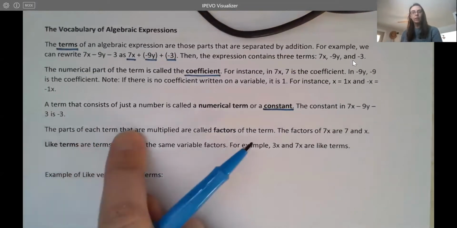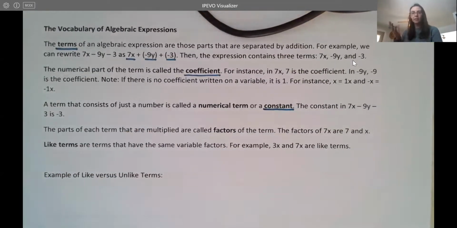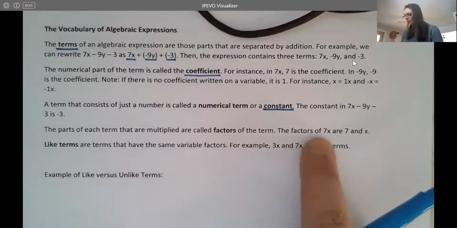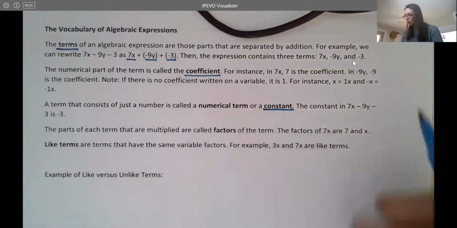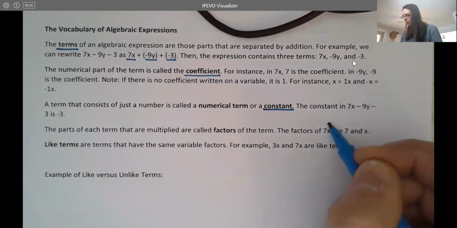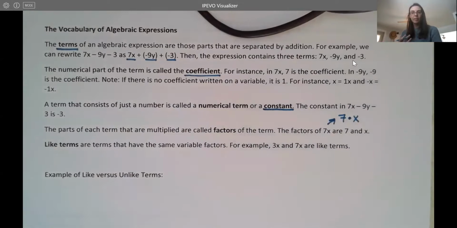Now, the parts of each term that are multiplied are called factors. So remember, factors are things we multiply. So for 7x, 7 and x are the factors. You do remember that if there's no symbol in between, there is an implied multiplication there. So we do have multiplication.